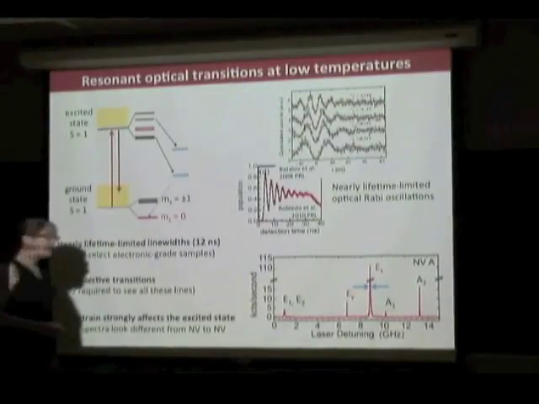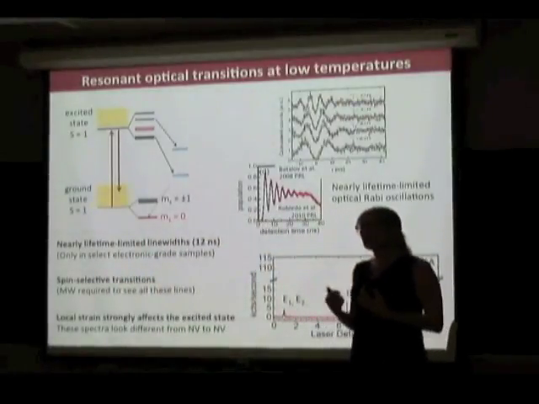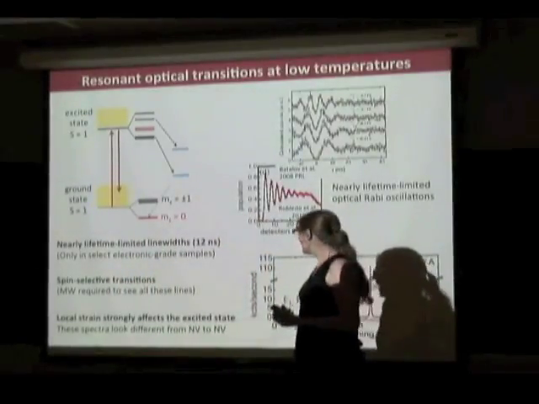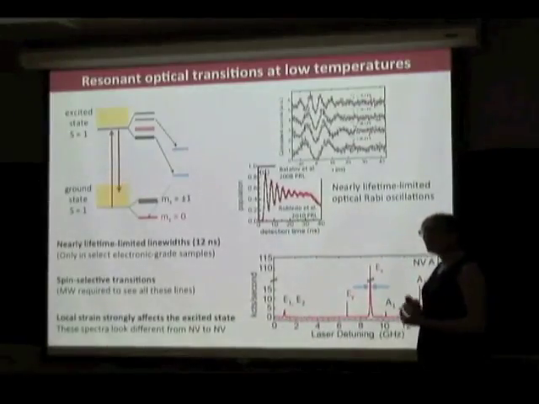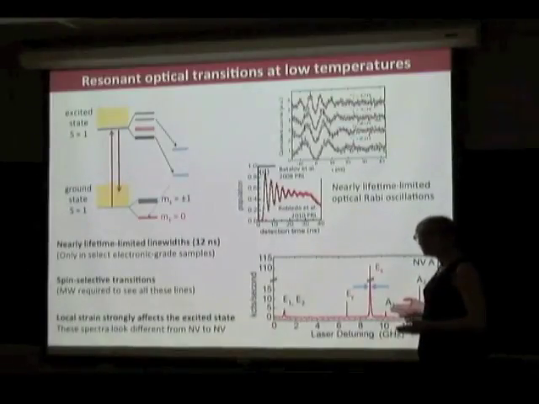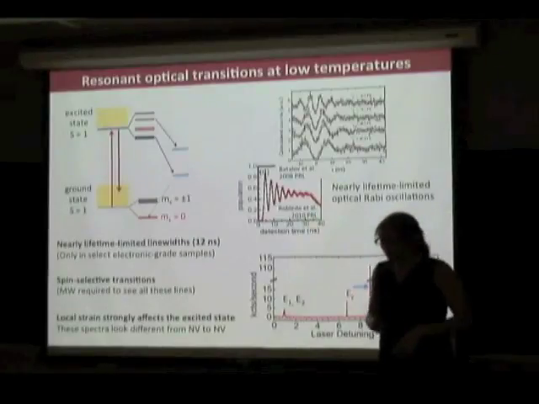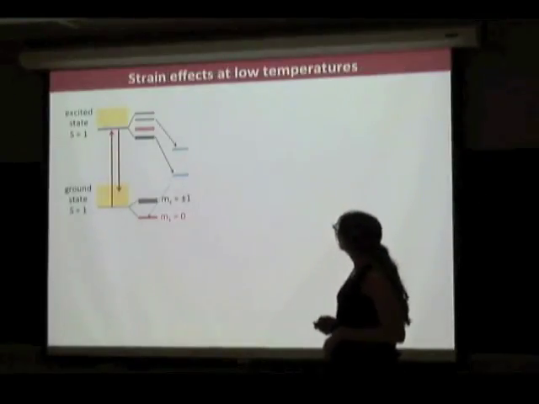And indeed, this is because the strain in the diamond can break the C3V symmetry. It can shift and mix these levels. And so spectra will depend on the precise strain and local electric fields that the NV center feels, and every NV center will have a slightly different fingerprint of its resonant optical transitions. So let's talk a little bit more about strain.